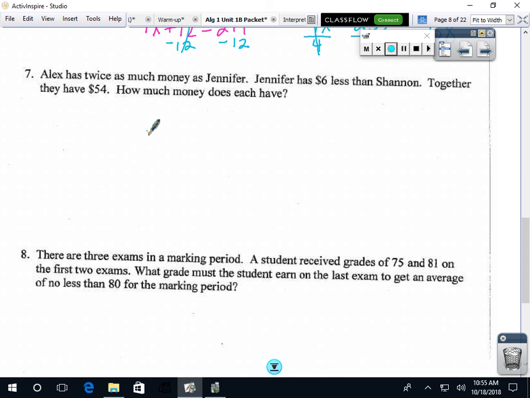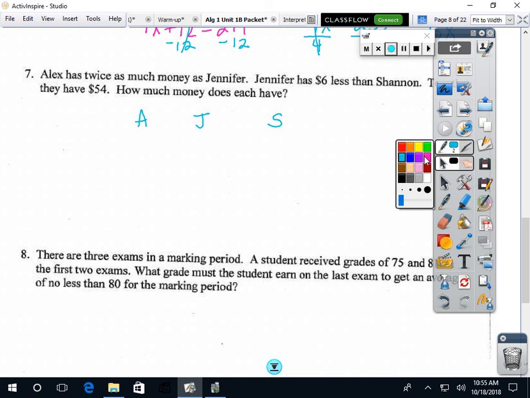Okay, the way I start this problem is I write down A for Alex, J for Jennifer, S for Shannon. And then I think about what they've told me. Alex has twice as much money as Jennifer. Jennifer has 6 less than Shannon. Who's the only one that I know nothing about? Shannon. So I'm going to call Shannon x dollars. So if Shannon has x dollars, Jennifer has how many dollars? Jennifer has 6 less than Shannon. Well, if Shannon has x dollars, Jennifer has x minus $6.